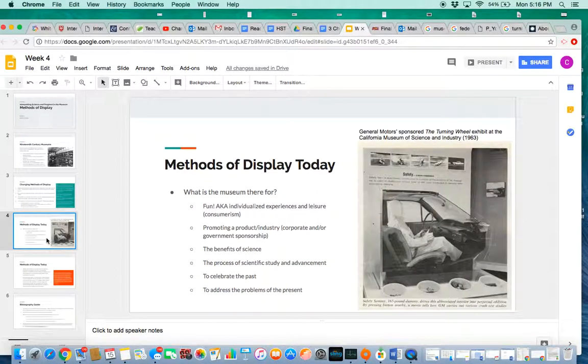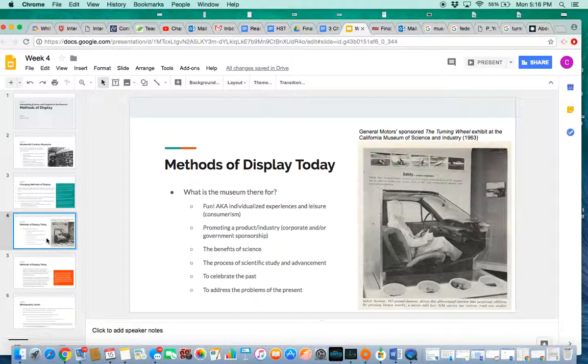So when we're looking at methods of display, the key question that you want to ask yourself when you look at these articles is, what is the museum there for, and what's the relationship between the museum and the exhibits that are within the museum? And I listed here, right, a lot of different approaches that can be taken in science-based museums, right? There can be that leisure-based approach. Everything's based on a consumer sort of relationship with the visitor, making sure that it's fun, and maybe education is not as highly valued.